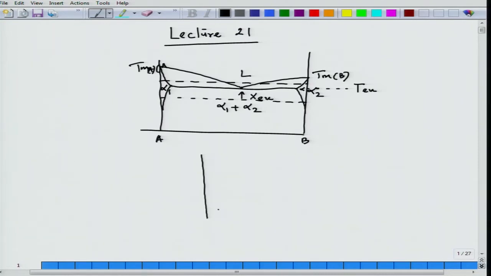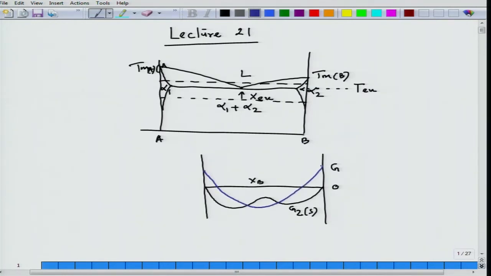So, first, if I try to see a free energy composition diagram for the system at temperature T eutectic: at T eutectic, both the pure states are in the solid condition. This is a reference value which is 0, this is the G axis, this is x B, and the liquid would have higher free energy than the solid on the pure side, this is G2 solid. If I try to draw the free energy of liquid, this is G2 liquid, and now I have a common tangent.